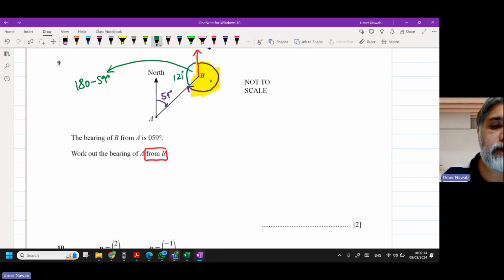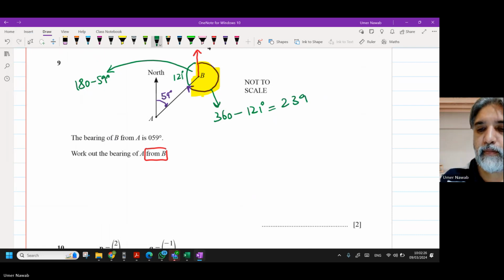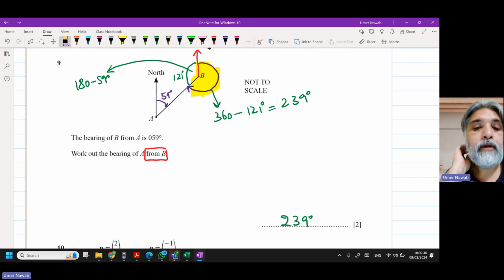But I'm interested in this yellow part. So this yellow part is 360 minus 121, which gives me 239. So this is the bearing. Not to scale means don't try to use geometrical tools or a protractor to measure this angle. That's why he wrote here not to scale. Just rely on the properties of parallel lines and angles at a point, like the total angle around a point is 360 degrees. So I subtracted 121 from 360 and I got my answer, 239.